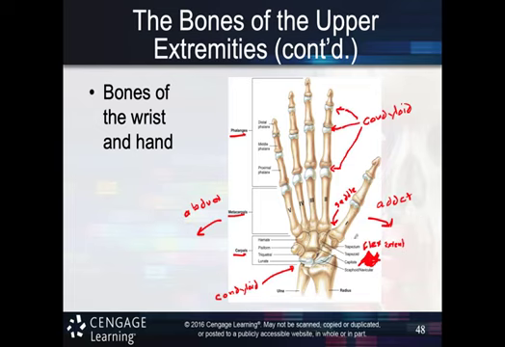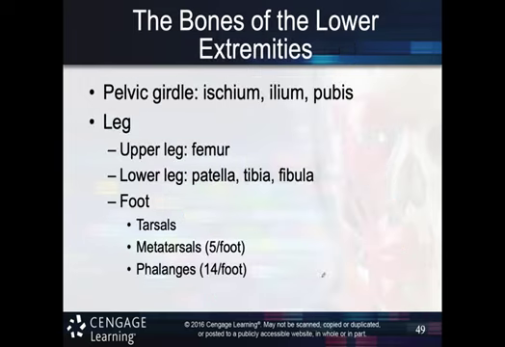Gliding joints are between the carpals. They sort of slide over each other. And so that's your hand. Notice that the phalanges of the thumb, there's only two of them, a proximal and a distal. And with all the remaining digits, there's a proximal, middle, and a distal. Okay. Pelvic girdle is made up of two coxal bones.